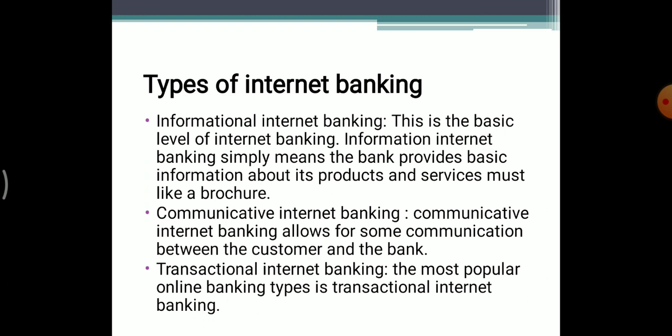So next, types of internet banking. At present, three types of internet banking are being employed. The first one is informational internet banking. This is a basic level of internet banking. Informational internet banking simply means the bank provides basic information about its products and services, much like a brochure. Next, communicative internet banking. Communicative internet banking allows for some communication between the customer and the bank.